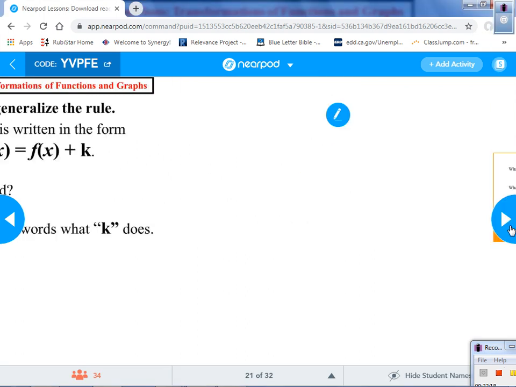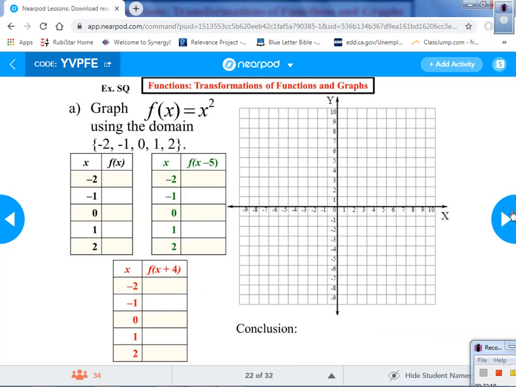Okay. Go to your graph paper and copy this one, please, on the next coordinate plane that you have underneath. Example: graph f of x equals x squared using the domain -2, -1, 0, 1, 2. And I gave you the 3 different tables. This is going to go pretty quick, so bear with me.